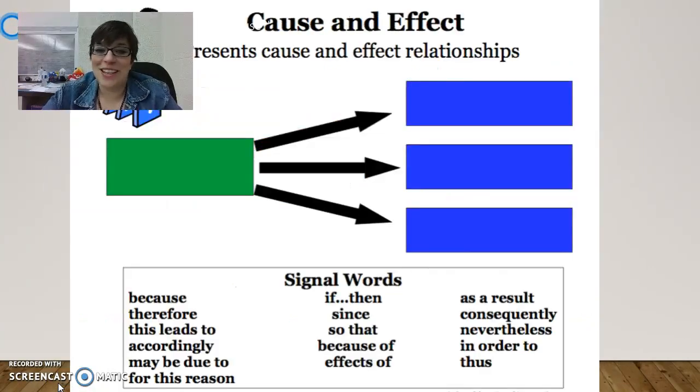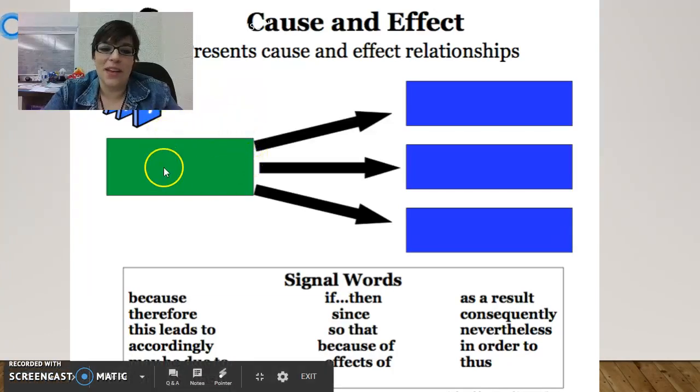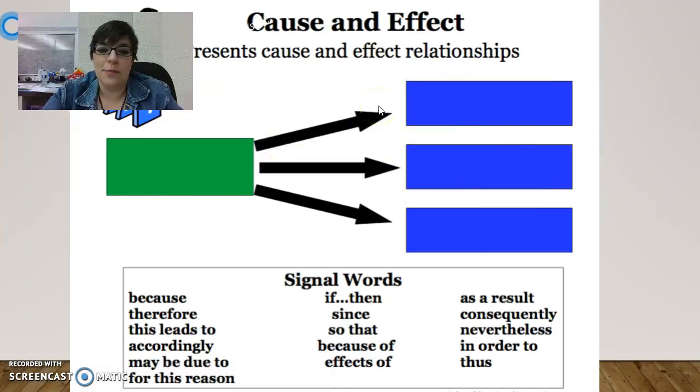Cause and effect is the one that gets confused with problem and solution a lot. The cause and effect map is really simple. Your cause is in green over here. And then the effects of that cause are over here. So a lot of people think that cause and effect is the same as problem and solution, but it's really not, because you could have good causes that have positive effects.